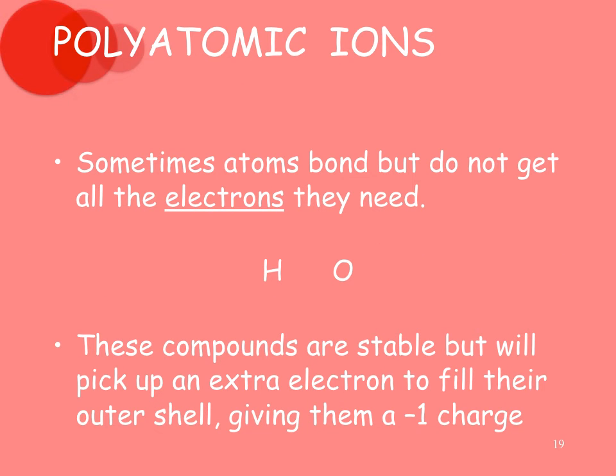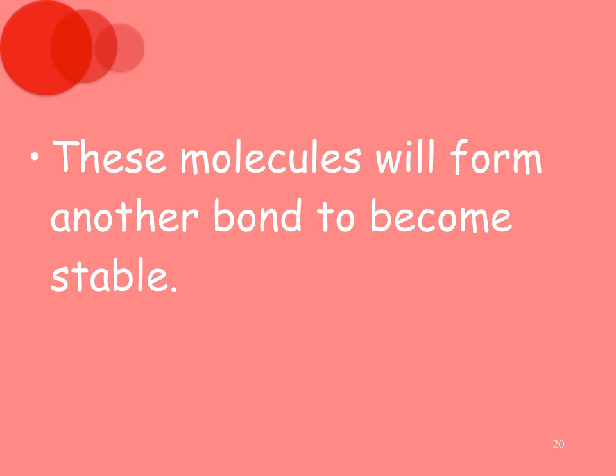We also have polyatomic ions. Sometimes atoms bond but do not get all of the electrons they need. So hydrogen and oxygen, we're used to them being H2O. But hydrogen and oxygen can also just make the hydroxide ion, OH, but it has an extra electron, a -1 charge. These compounds are stable, but will pick up an extra electron to fill out their outer shell, giving them the -1 charge. So that would be our hydroxide ion. These molecules will form another bond to become stable. So hydroxide will form with a metal and will then become stable.